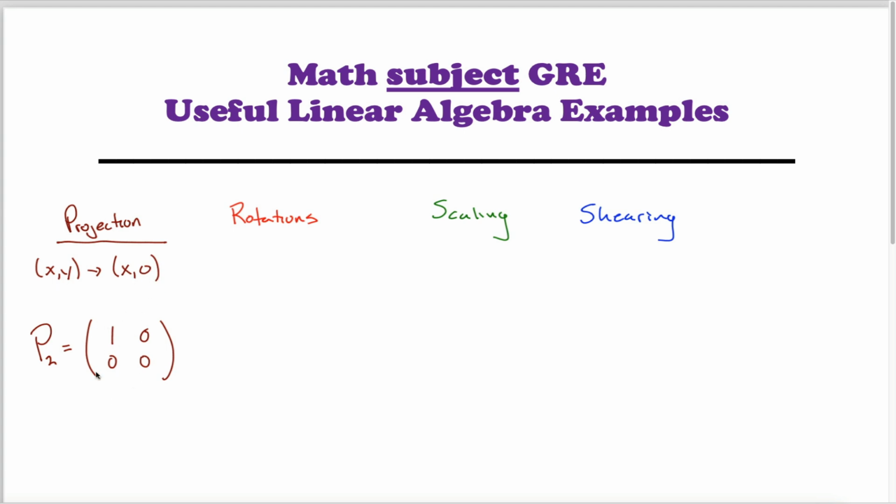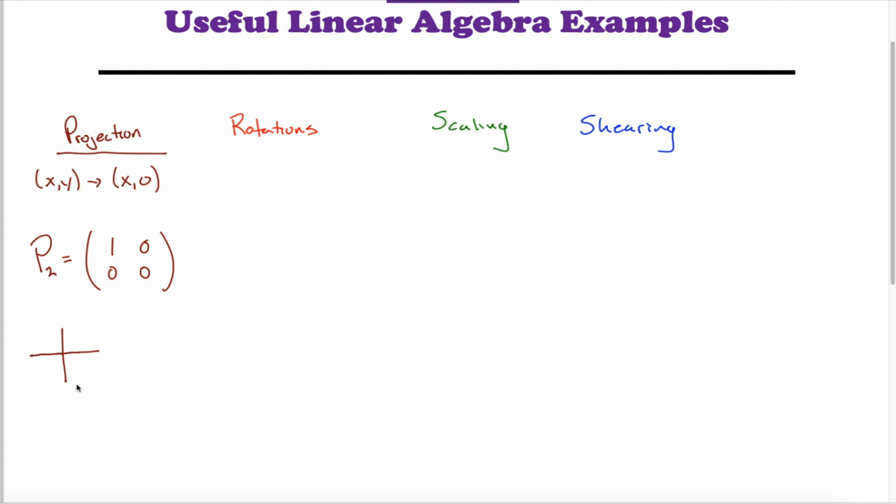The way to think about it is it takes the basis vector (1, 0) and leaves it at (1, 0). And it takes the basis vector (0, 1) and takes it to (0, 0). Want a picture? Sure. Here's my 2-dimensional space. Here's some arbitrary vector. The image of this vector under this transformation would be this vector here.